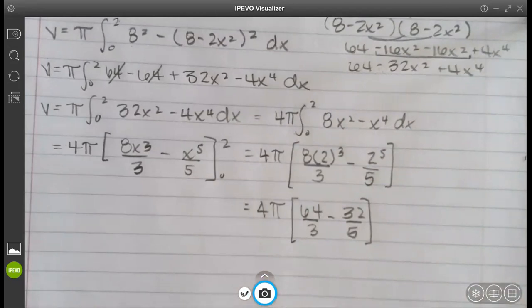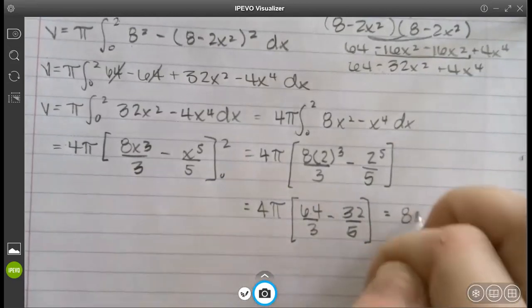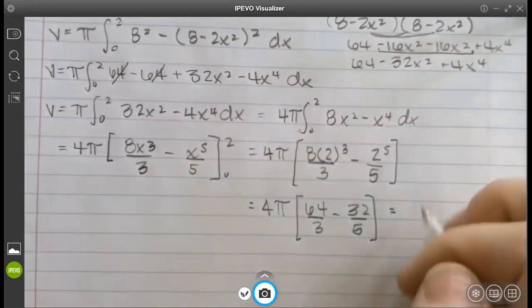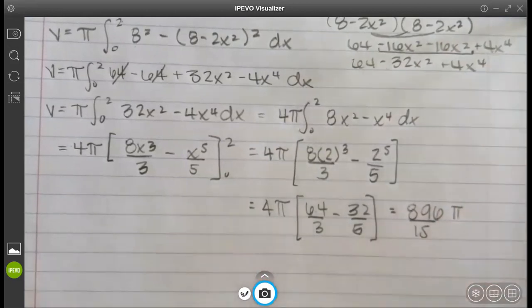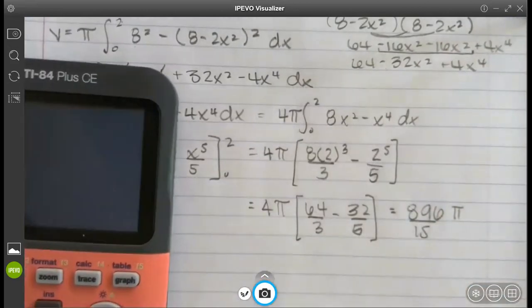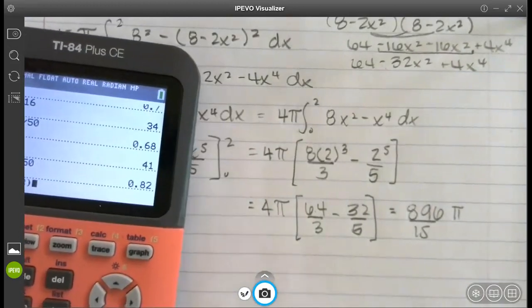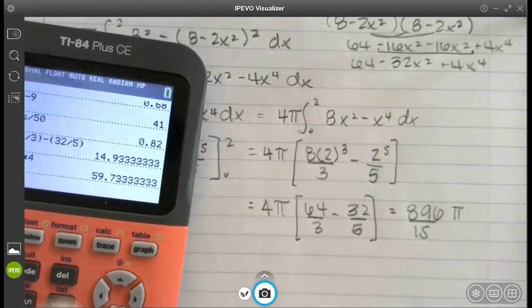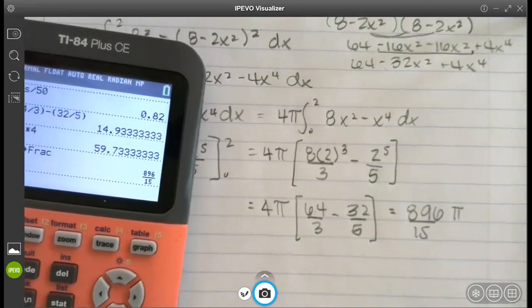So cross multiply, multiply on the bottom. When you multiply or subtract these and then multiply by 4, you get 896. Sorry, dyslexic there for a minute. 896 over 15. 64 over 3 minus 32 over 5, times 4, is 896 over 15. Very good.